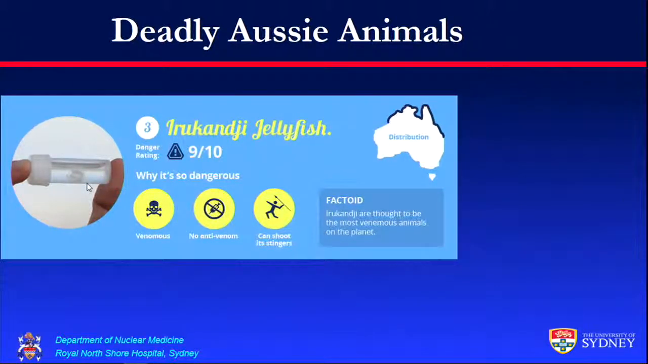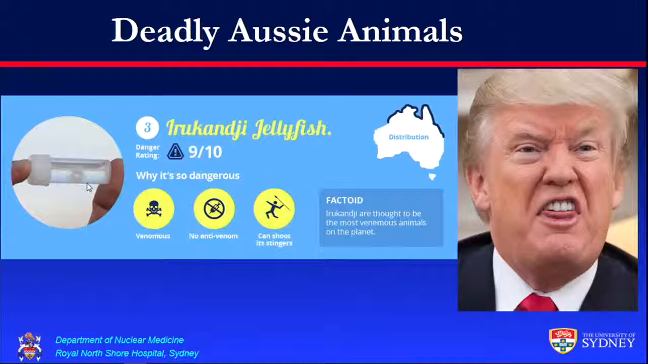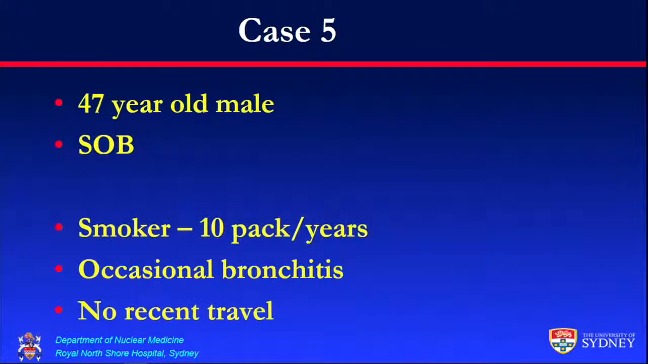The irukandji jellyfish is something up north. It was thought to be the most venomous animal on the planet until very recently. So we might just do one more, and then I think we should all go and have that beer.